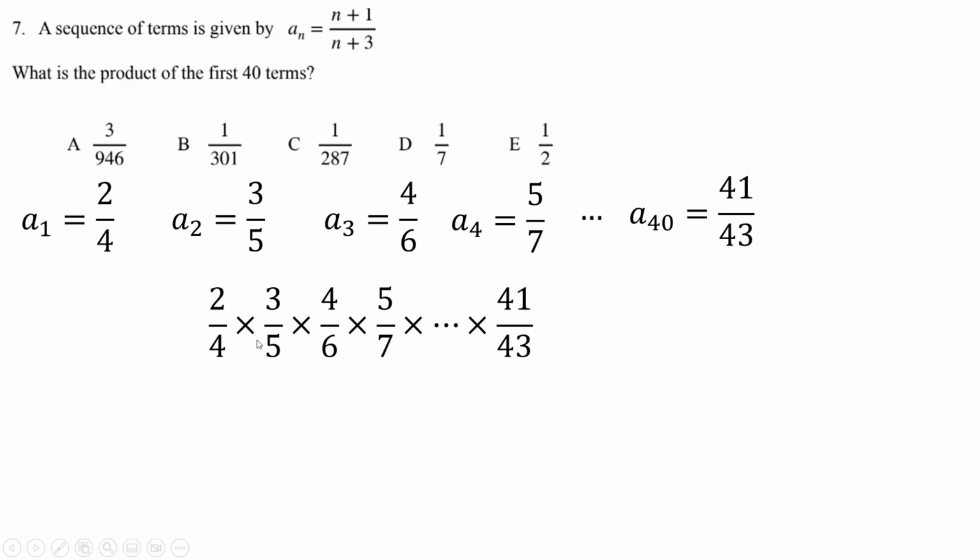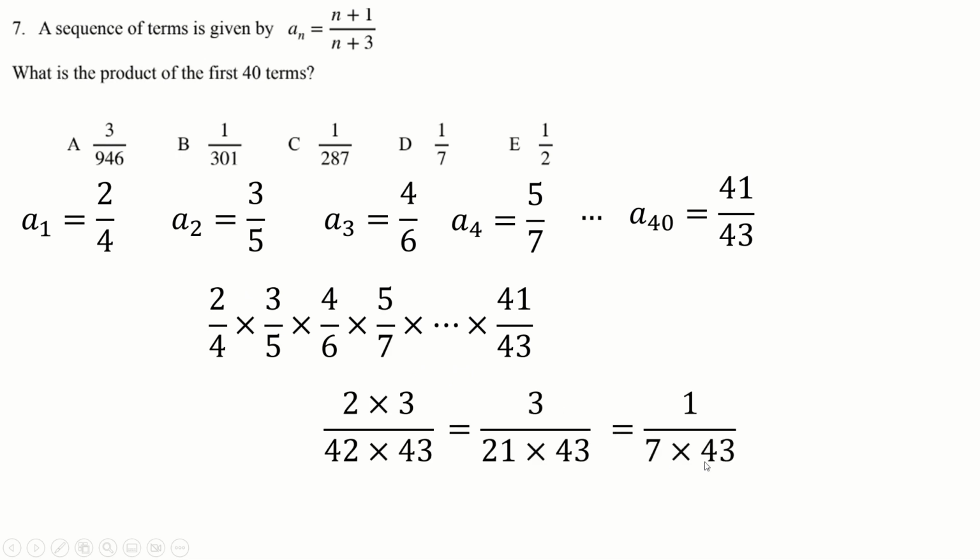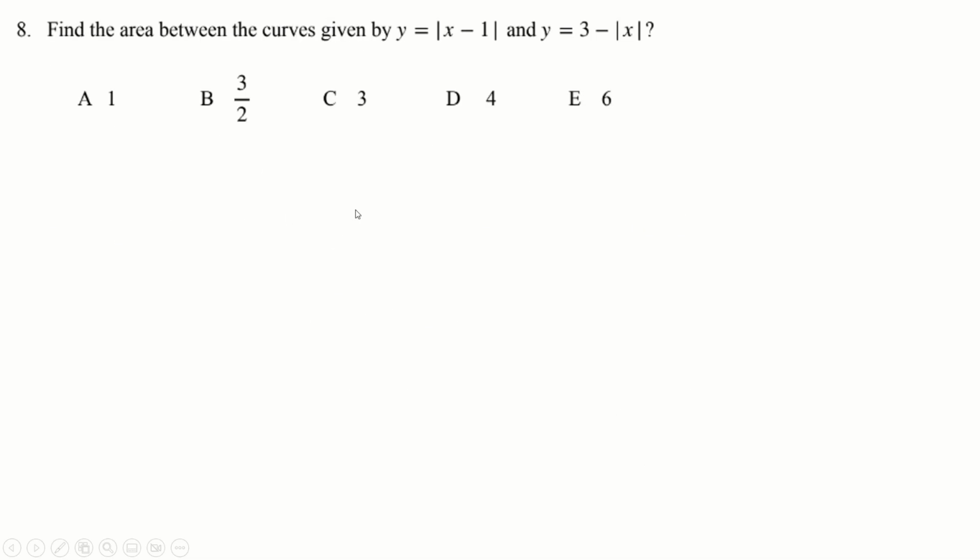The only things that don't cancel are this 2, this 3, the 42, and the 43. 2 over 42 is 1/21, 3 over 21 is 1/7, and so it's whatever that is, which I think the only reasonable answer, since 7 times 40 is 280, is going to be this one here. And I think that will be the answer.